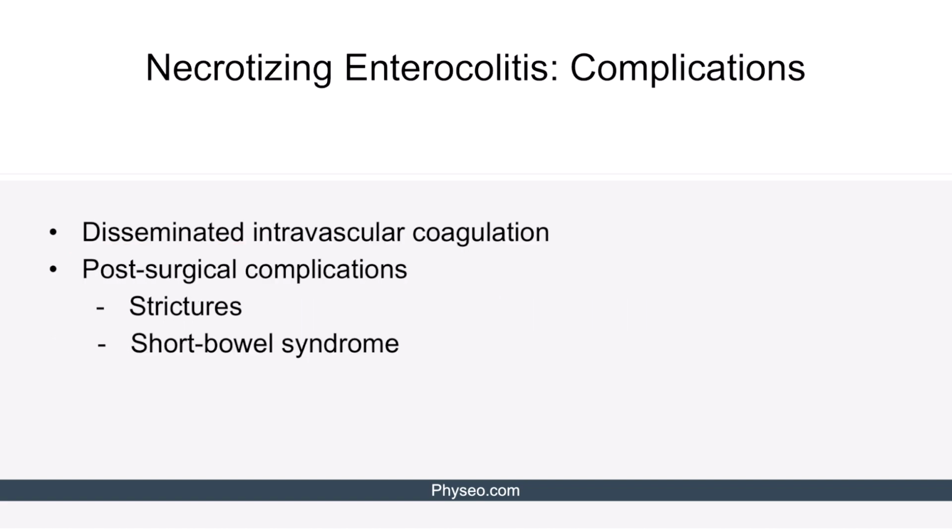Necrotizing enterocolitis may be complicated by disseminated intravascular coagulation. This is because spread of bacteria from the GI wall to the blood diffusely activates the coagulation system, inducing DIC. Post-surgical complications include strictures and short bowel syndrome. This is because surgery usually involves resection of a large portion of bowel, which leaves the patient with a fibrosed, shorter bowel. We will talk about management of necrotizing enterocolitis later in detail.